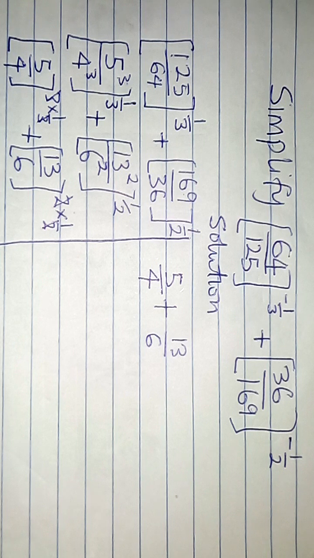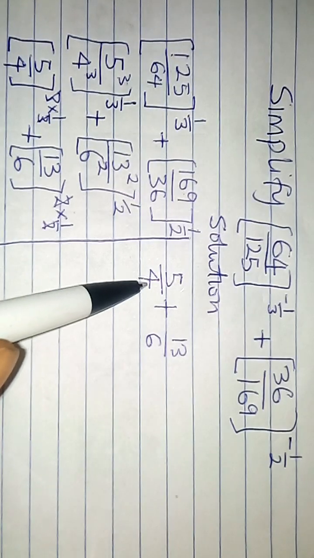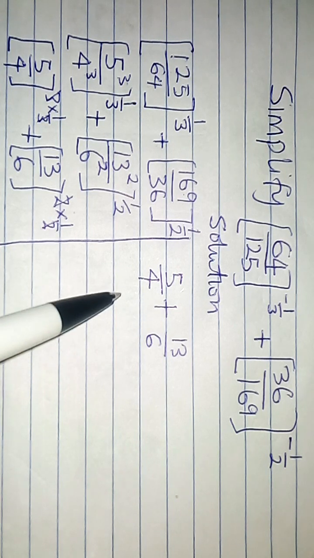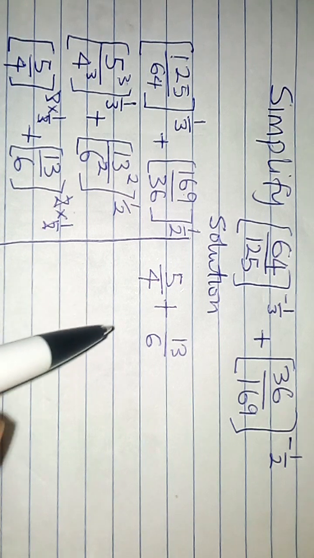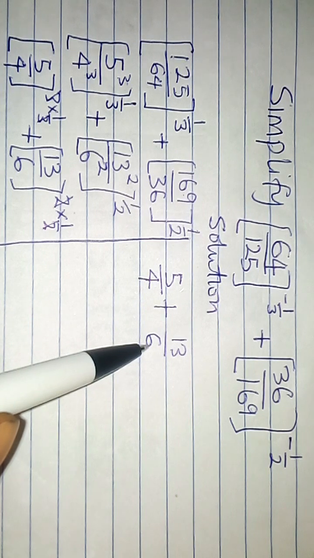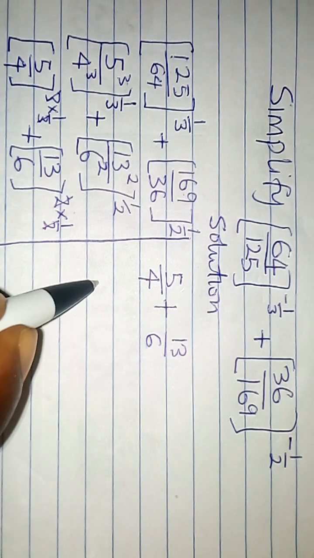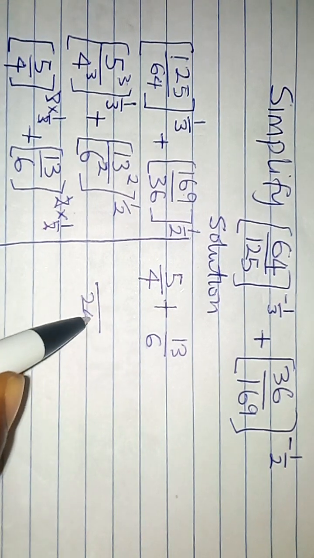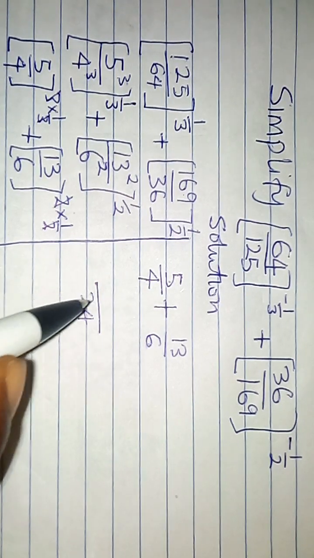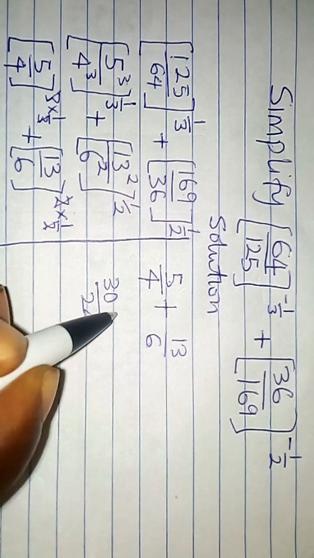At this point, we are going to cross multiply. What are we going to do? We are going to cross multiply. Now we know that if we want to leave our answer in fraction, let's say we want to use the LCM method, we know that 4 times 6 is 24. So we write 24. 6 times 5, we know that is what? 30. So we write 30.